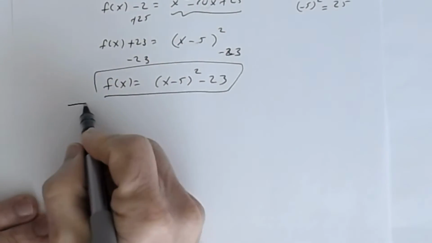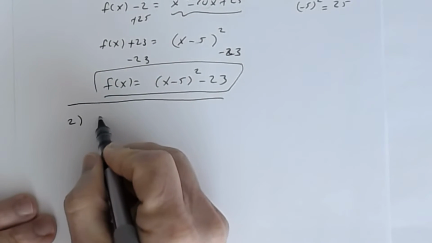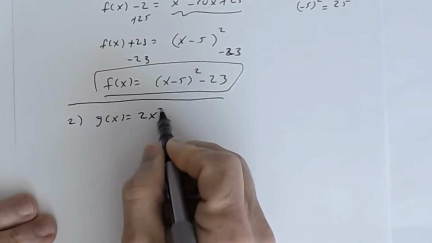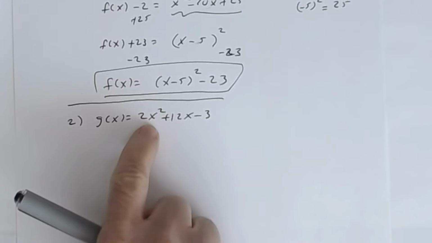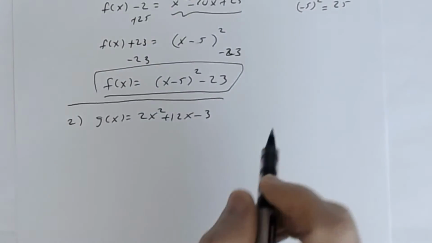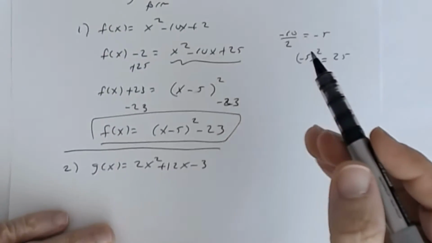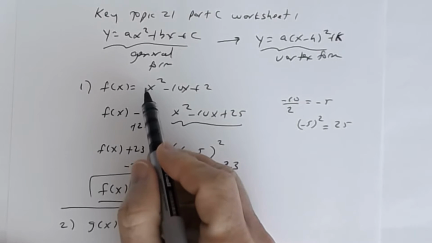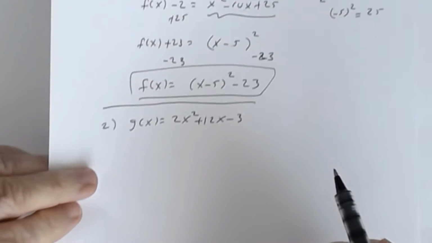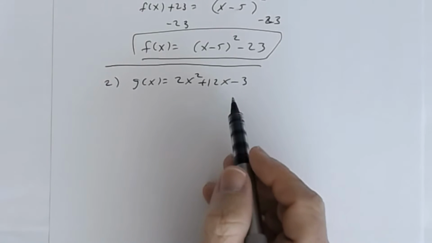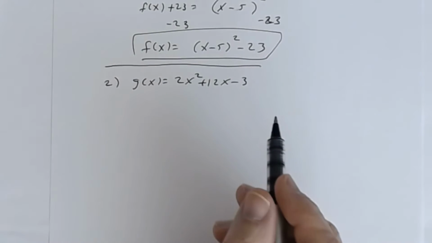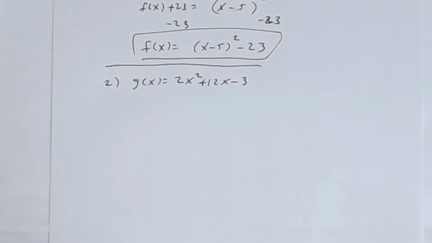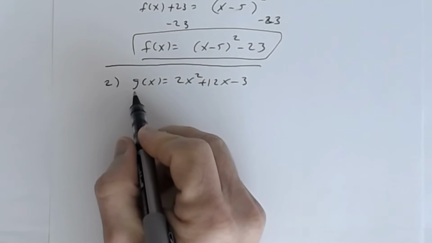Number 2, we have g of x is equal to 2x squared plus 12x minus 3. Now, the way I'm going to do that, first of all, notice that x squared does not have a coefficient of 1. The coefficient of x squared is 2. Whenever you are completing the square, the coefficient of x squared must be 1. So what I'm going to do at this point is I'm just going to go ahead and divide both sides by 2. I'm going to rewrite it.